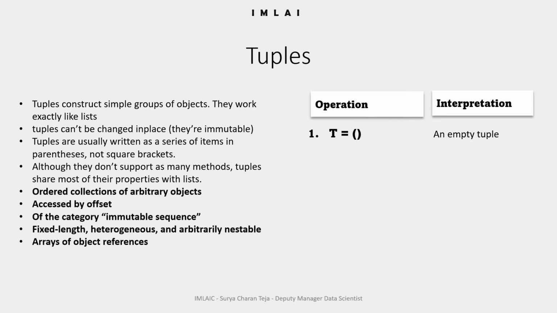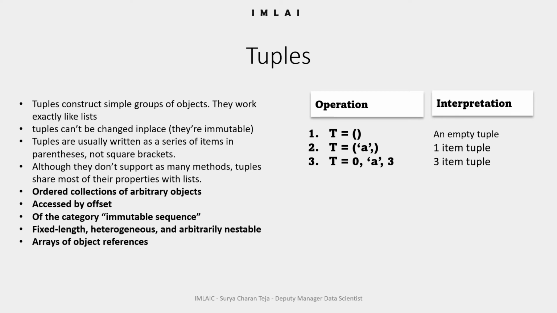So basically an open and closed bracket, that's a parenthesis. An empty parenthesis will make an empty tuple. And when you include a single item inside it, a string object inside the parenthesis, what you get is a one-item tuple.